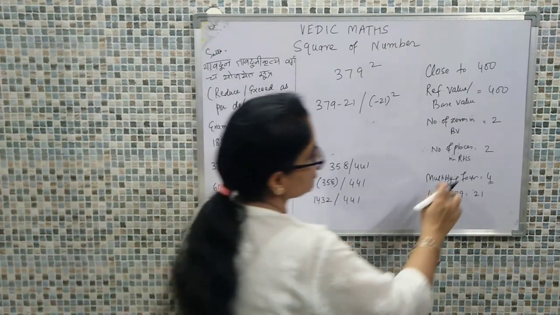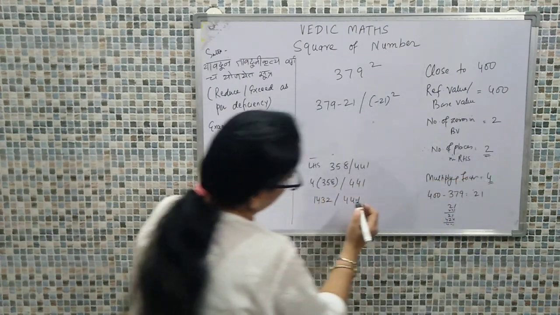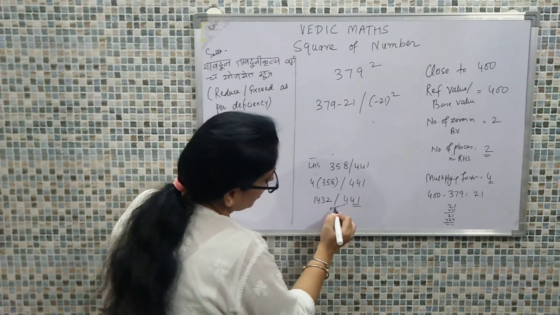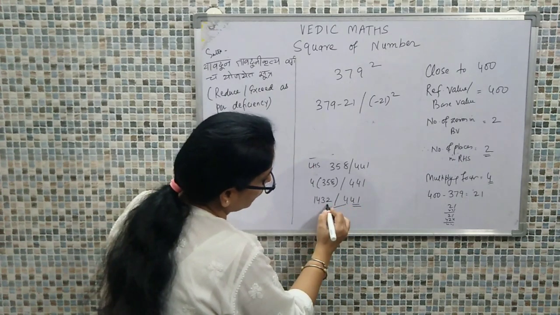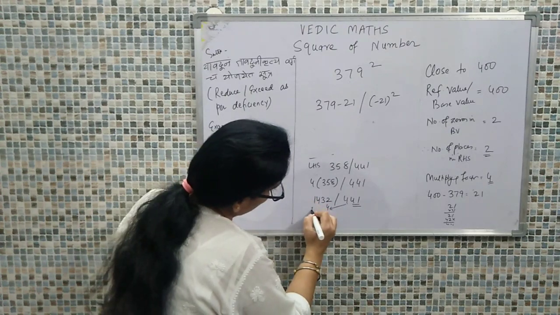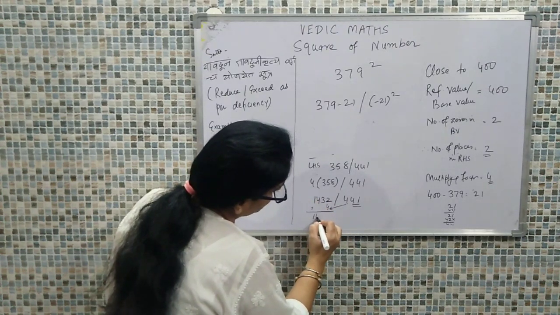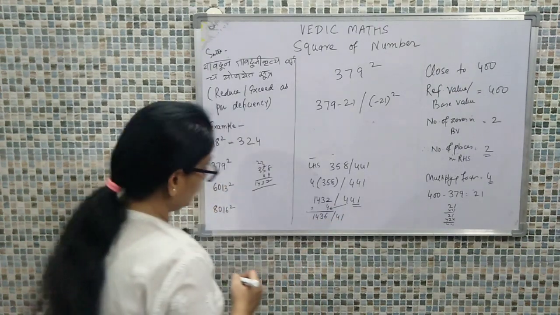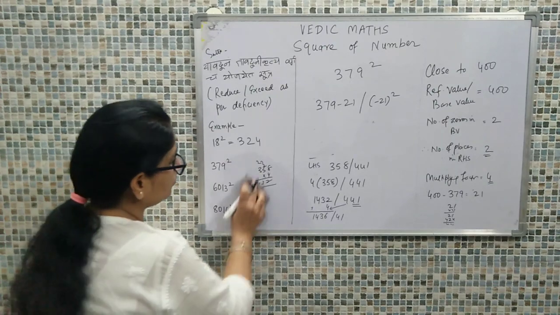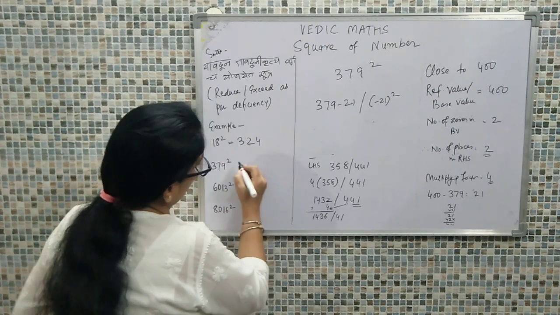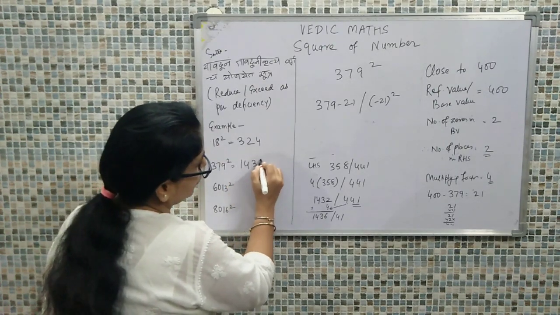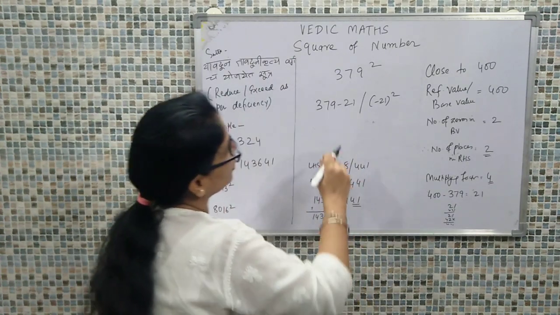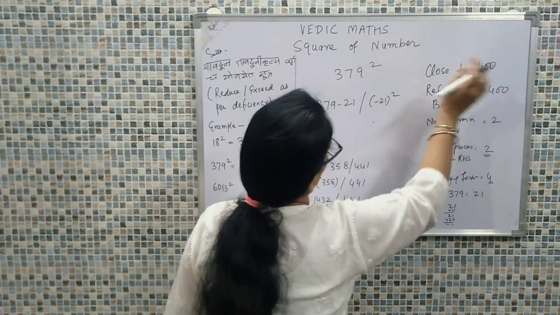Now the number of places in the RHS is 2. So we have to retain 2 places, and whatever excess it is, 4 is the excess, so 4 will be carried over and added to the LHS. So it will come out to be 1436 oblique 41. So we compile the answer. The answer is 143641.